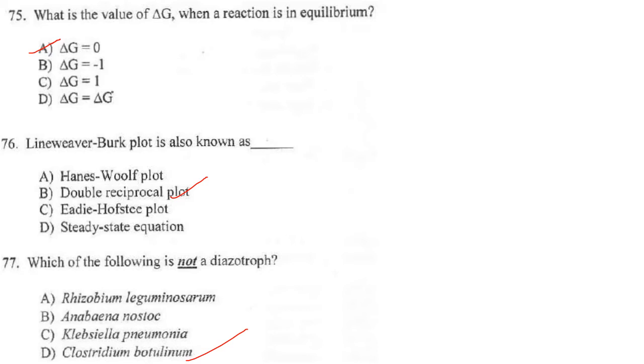Delta G is equal to 0. Lineweaver-Burk plot is also known as double reciprocal plot. Answer is option B. Which of the following is not a diazotrope?